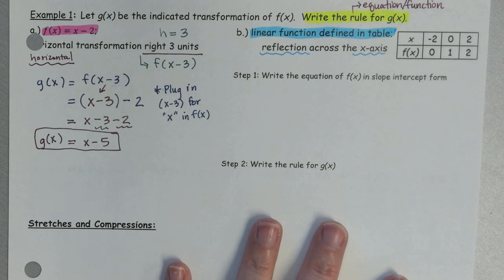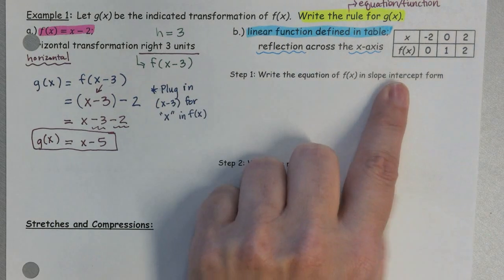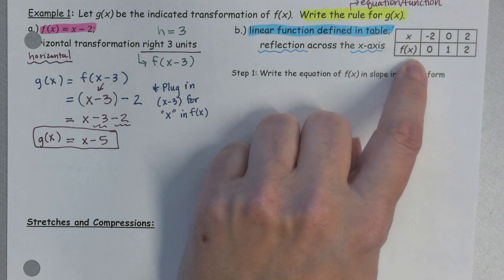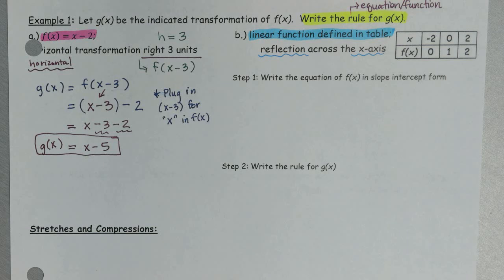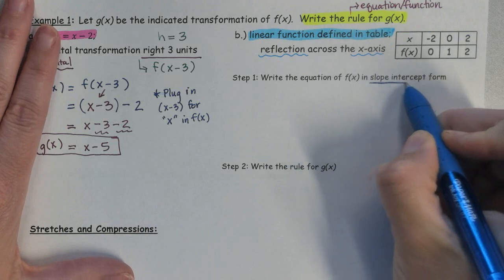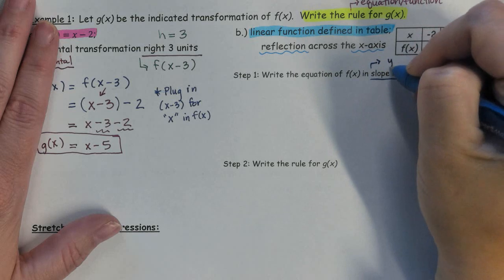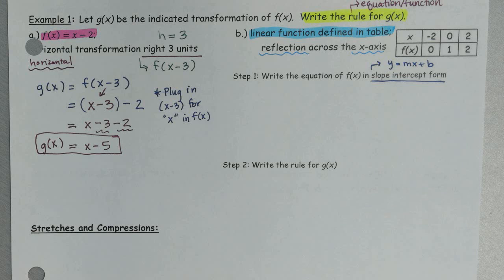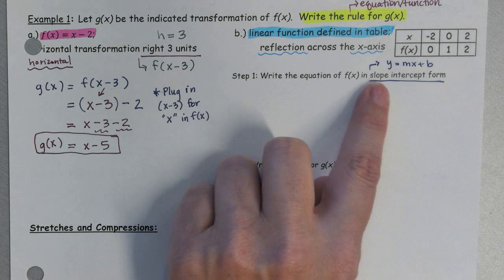Okay, so in order to perform the reflection, we have to know what the linear function is, and we can make the linear function ourselves just from this table. Because remember, the standard form of the linear function is slope-intercept form. Do you guys remember what that is? Slope-intercept form is y equals mx plus b. So what we're going to do is we're going to use this table to write the equation. And that's what I wrote down for step 1. Write the equation of f of x in slope-intercept form.